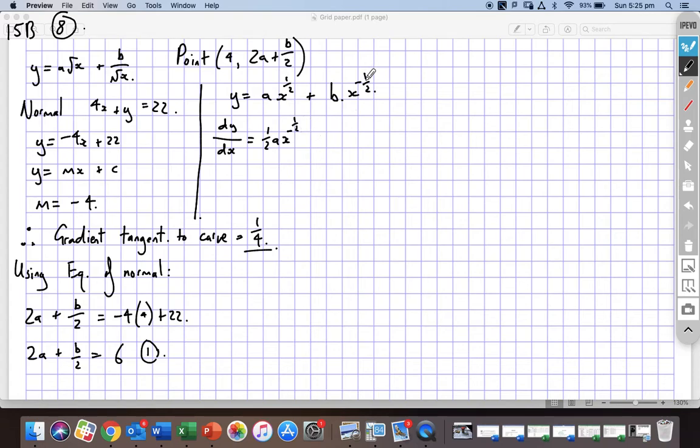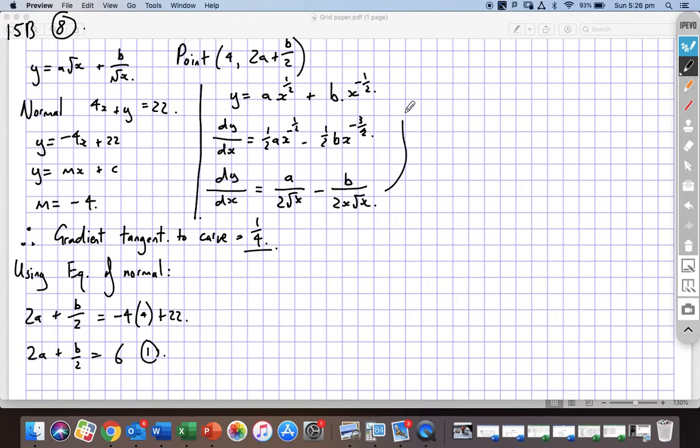Now that'll be minus half comes out the front, so we'll get minus half b x to the minus 3 on 2. And I like to go back into surd form again. I find it easier to use the equation in surd form, although easier to differentiate in index form. So we would get a on 2 square root x minus a half times b x square root x.